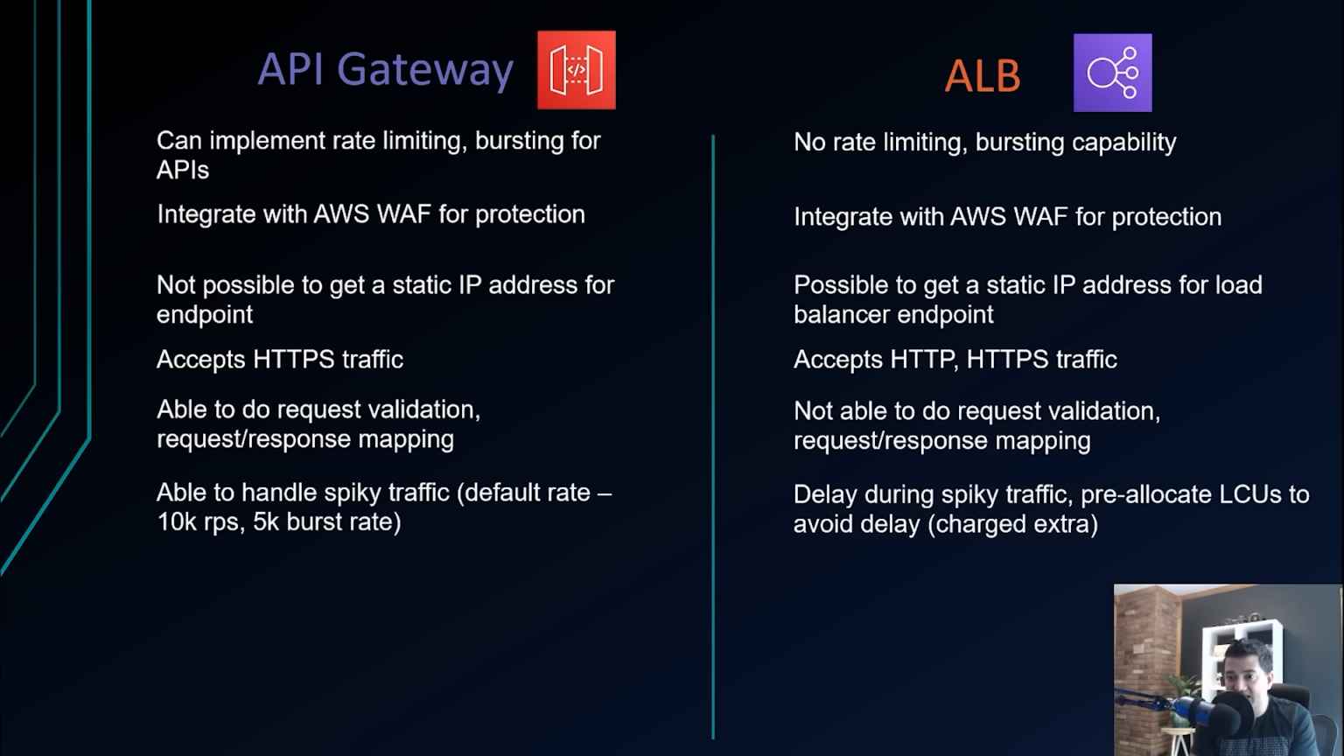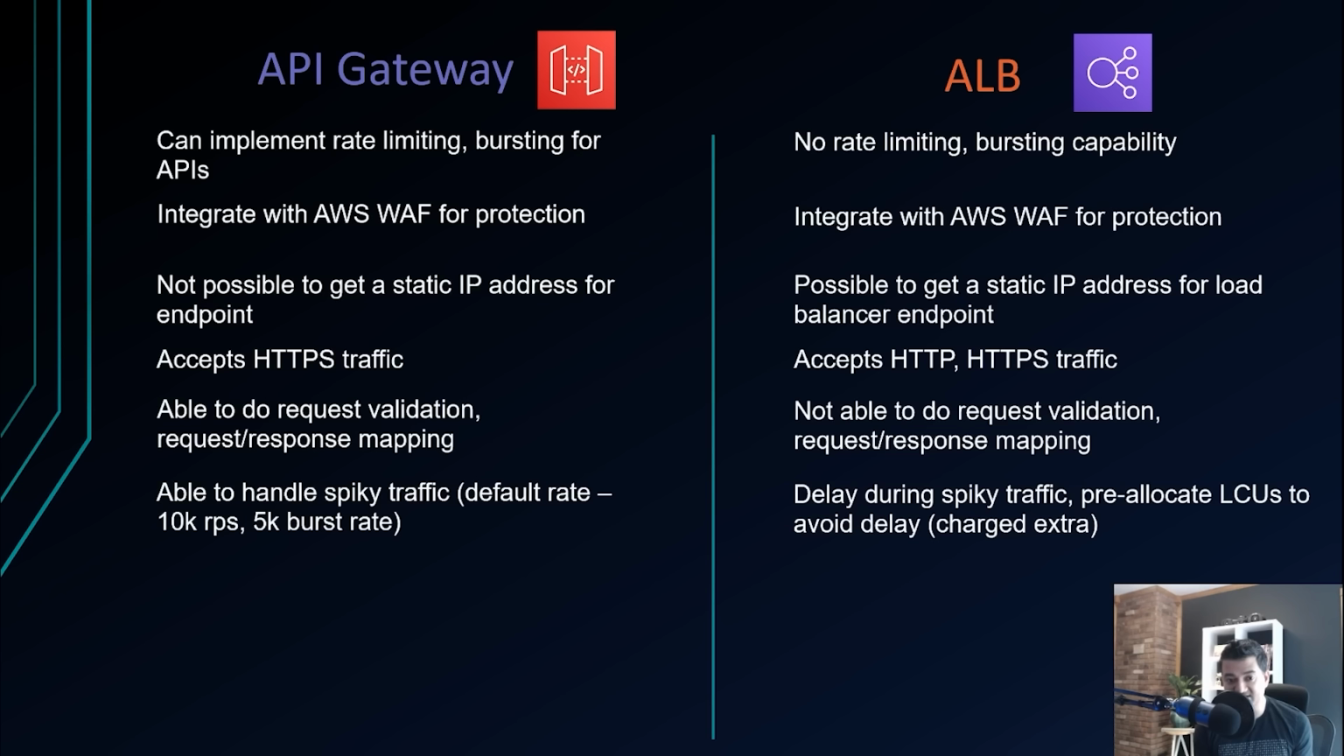So API Gateway is able to handle spiky traffic. Both can auto scale up and scale down. That's not a problem. But if the traffic goes up super fast, API Gateway is a little faster to respond because of the nature of the underlying infrastructure. The default rate is 10,000 RPS, requests per second, and it can immediately allocate up to 5,000 burst rate. ALB, if the traffic is super spiky, there could be a little delay. However, you can pre-allocate LCUs.